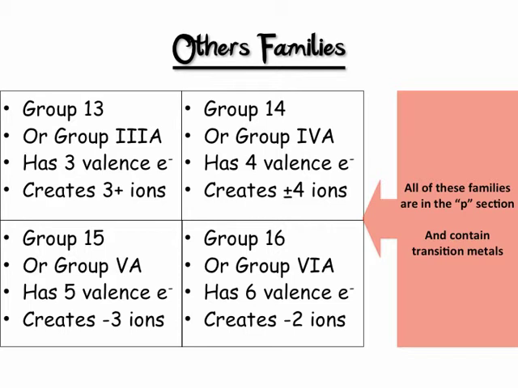All of the families here, group 13, 14, 15, and 16, are considered part of the P section of the periodic table, and they also contain transition metals on their lower end of their column. We'll look at that when we see the metals periodic table and some of the other images of periodic tables, that there is some odd stuff going on there. They are not solid families like the other families as we think of them. But they do all have in common in their column the number of valence electrons.